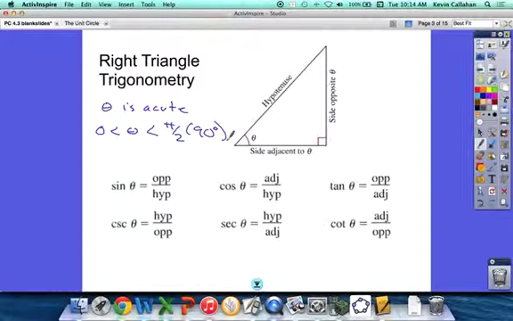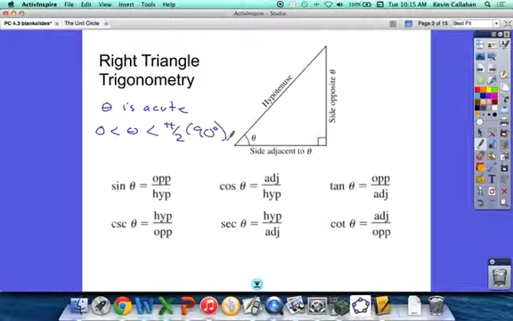Which, in terms of what we did in the last lesson, where we were actually going all the way around the unit circle, and we had some values that end up being negative, in this case, you're not. Because with the angles between 0 and 90, you're only in the first quadrant. X is positive, Y is positive.